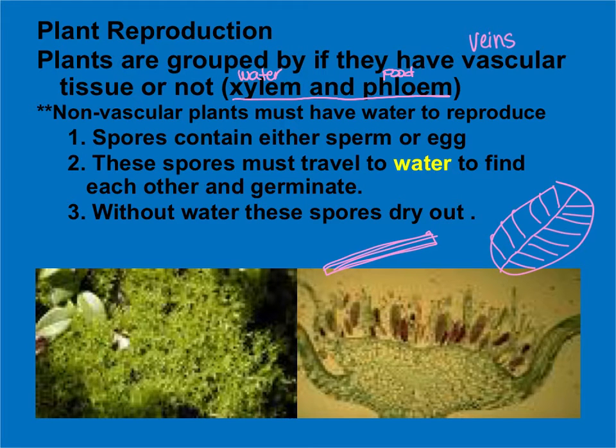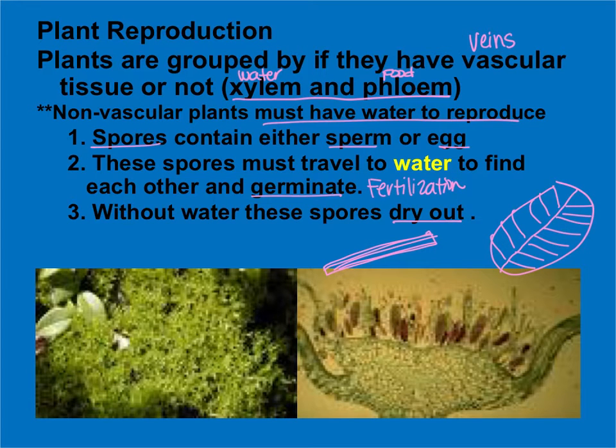So anyway, vascular, non-vascular. Non-vascular plants are usually very small because they do not have vascular tissue to transport water and food long distances. And they must have water to reproduce. They have what we call spores, or basically sex cells, and they have either sperm or egg in them. They have to travel to water in order for the sperm and egg to come together, and also so that they don't dry out.